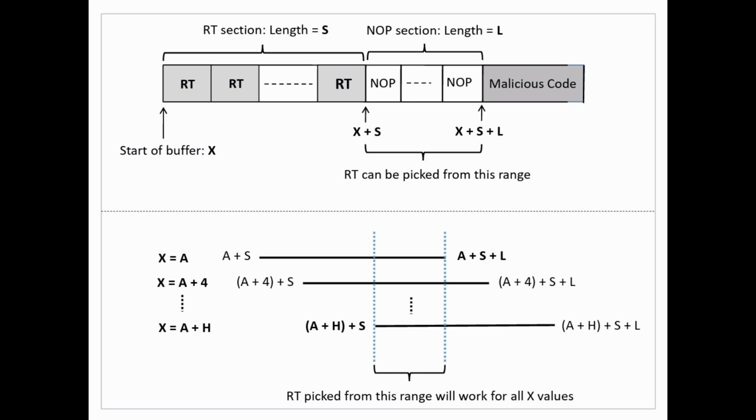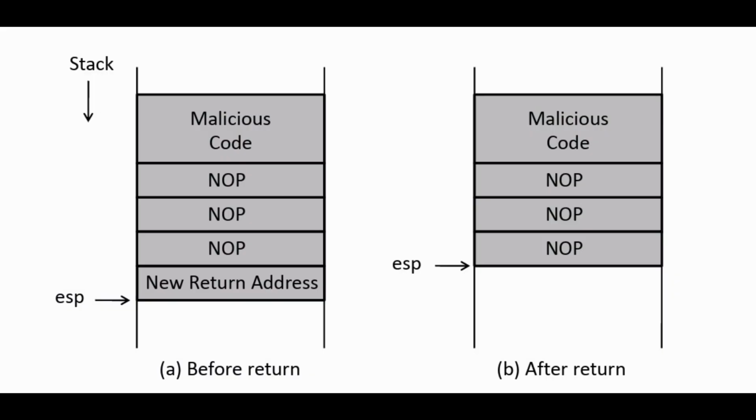Here we can see address calculation. In this, different values of X are considered to ensure the attack remains effective even if the memory layout slightly varies. The return value must be within X plus S to X plus S plus L to guarantee redirection to the attacker's payload. This figure illustrates what happens to the stack pointer before and after executing the return instruction in a buffer overflow attack, and also it shows how the manipulated return address redirects execution to the malicious payload after function return.